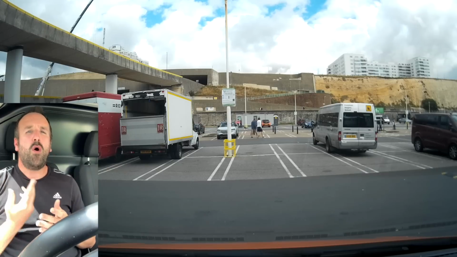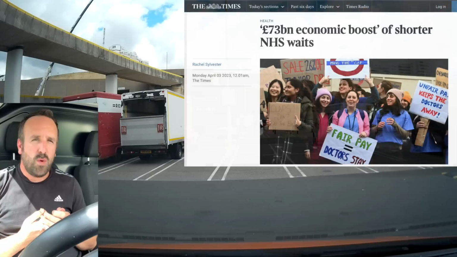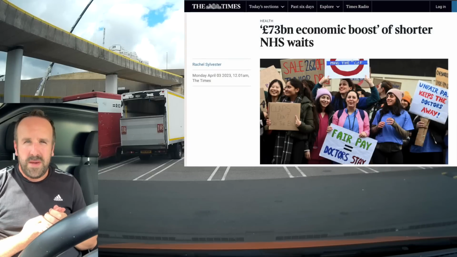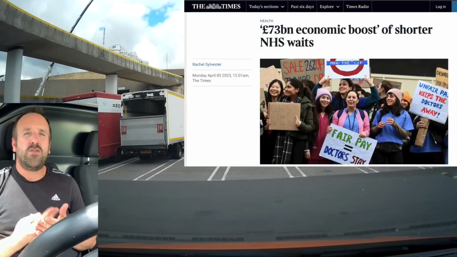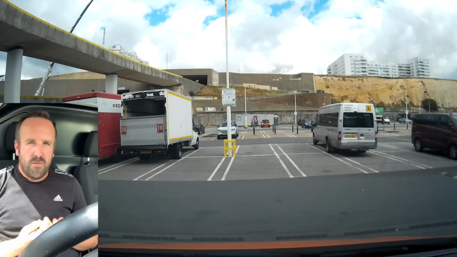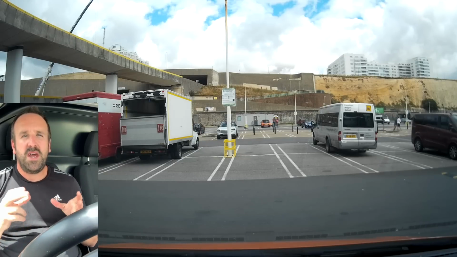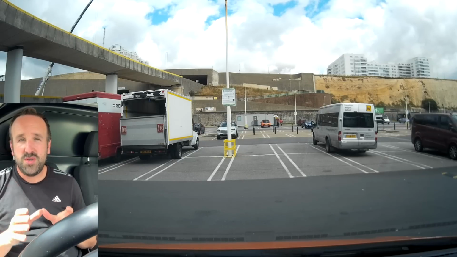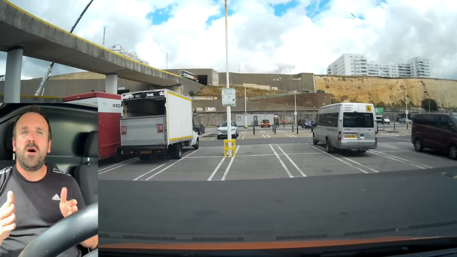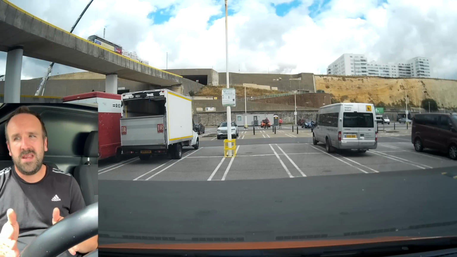So if you have a well-run NHS service with not massive waiting lists, more people will be in work, they won't be off sick, they'll be contributing to the economy. If you can sort out poverty and homelessness, if you can really invest money and crack down on reducing poverty and homelessness, more people are being productive and paying tax and working in the economy.